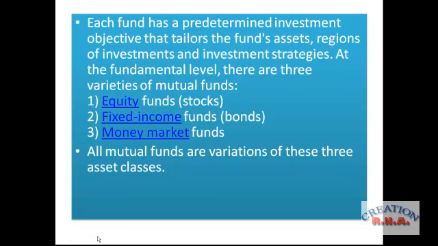Now each fund has predetermined investment objectives that tailor the fund assets, regions of the investment and investment strategies. At a fundamental level, there are three varieties of mutual fund: equity fund, fixed income, and money market. Equity funds are stocks, fixed income funds are bonds, and then money market funds. These are three ways mutual funds are diversified. All mutual funds are a variation of these asset classes. Okay, now let's move further.